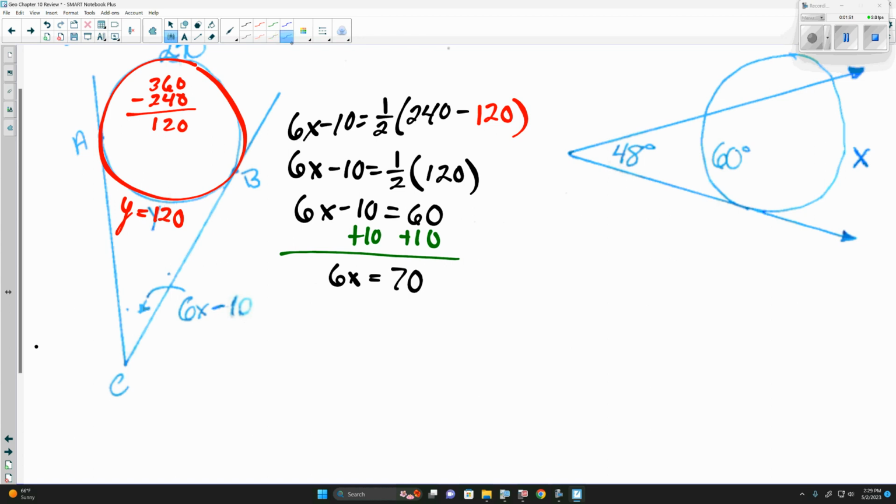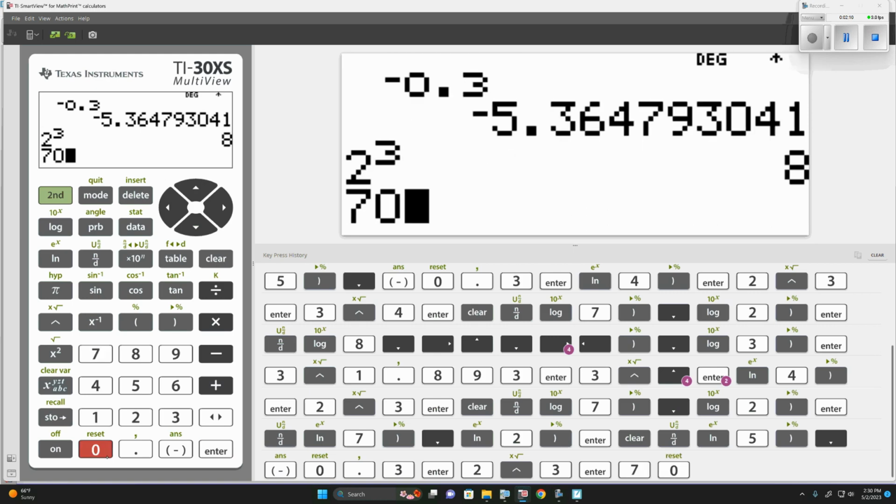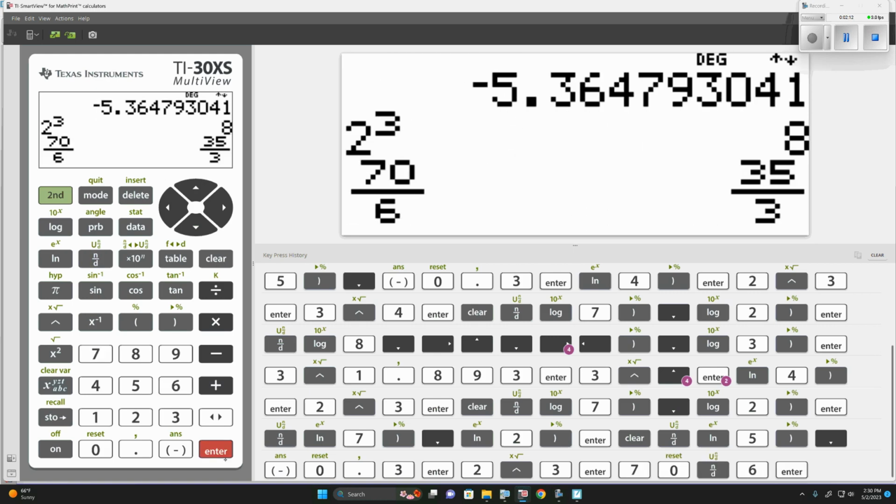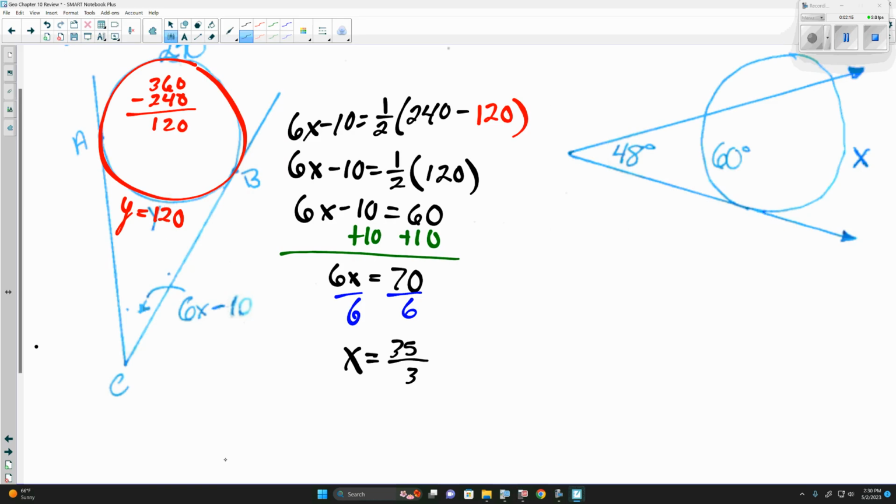And last but not least, we can divide both sides by 6, which will tell us x is equal to 35 over 3 if we reduced 70 over 6. 35 over 3 is the value of x. Y is 120. We could say that x is 11 2/3. 35 over 3, those will be the same thing.